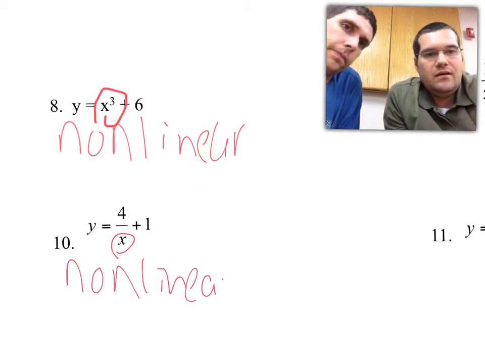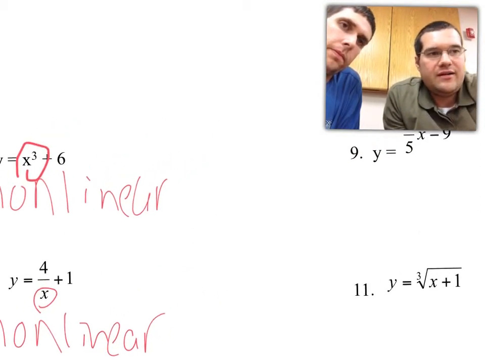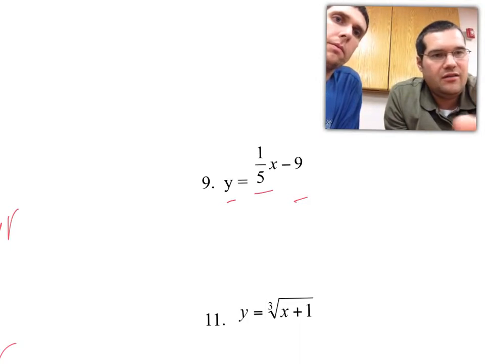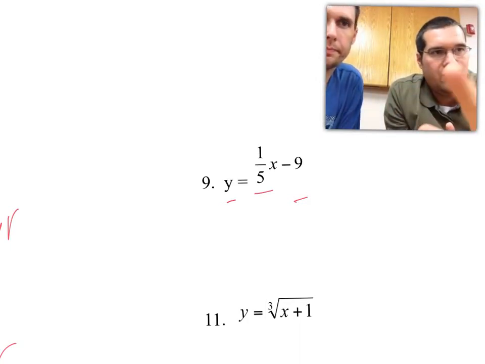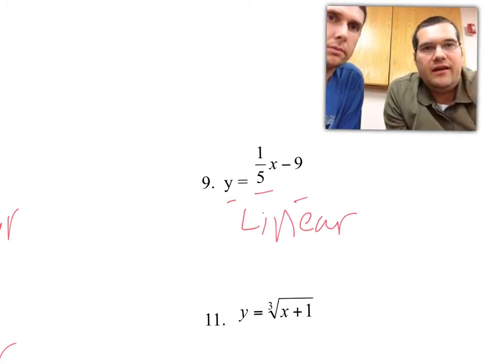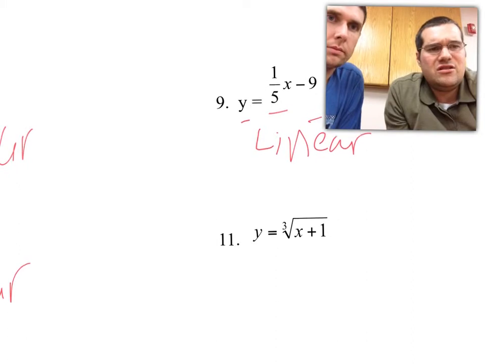And then for practice problem number 9, does that fit into the y equals mx plus b format? Do I have a y? Do I have an m? Is there an x and a b? Yes, it is, so that would be linear. The x is on its own, it's not being raised to a power, it's not in a denominator, so it would be considered linear. And then finally for number 11, you can see this little squiggly thing.